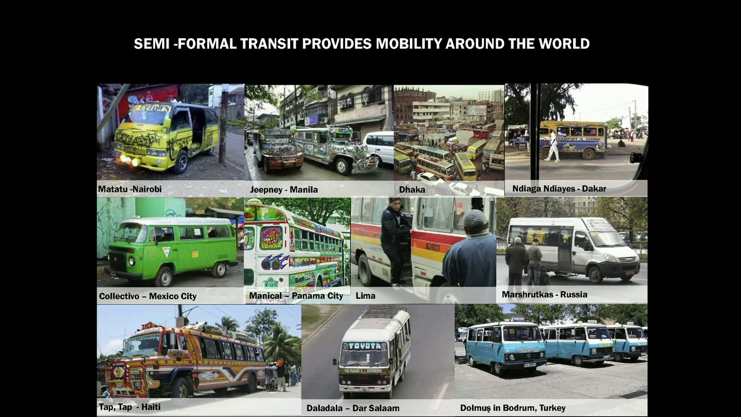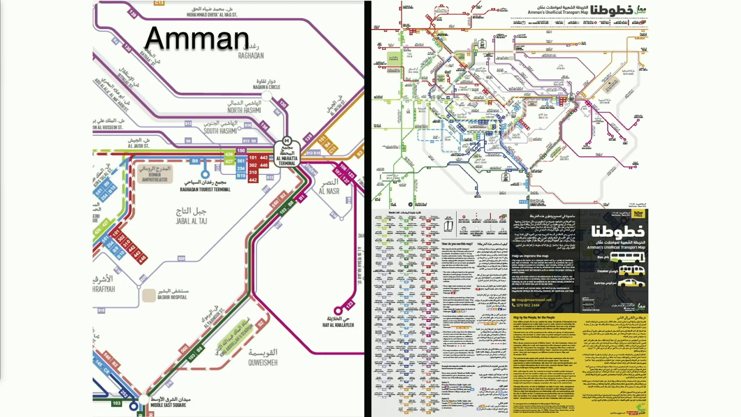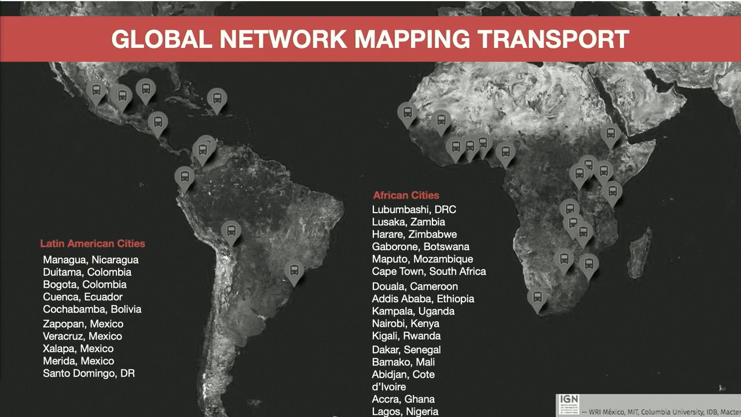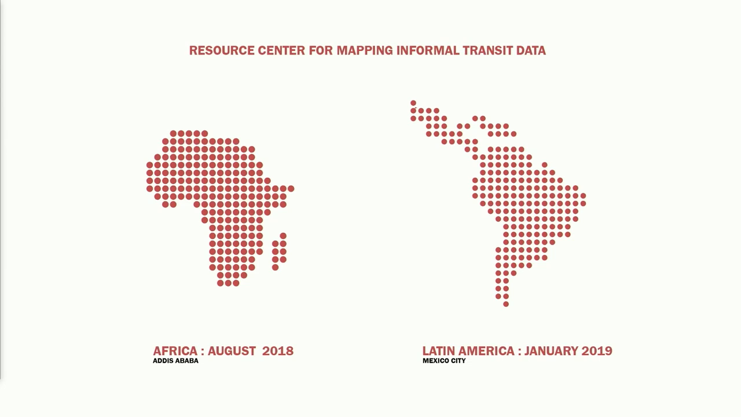Semi-formal transit provides mobility around the world. It's not just Nairobi that has this kind of system. In fact, most cities in the world have these kinds of informal transit systems. And our work has inspired cities from Amman to Managua. We now have a global network of over 40 cities that we've helped develop this data, and we have a resource center based in Africa and Latin America. So creating data can just start with one small app.